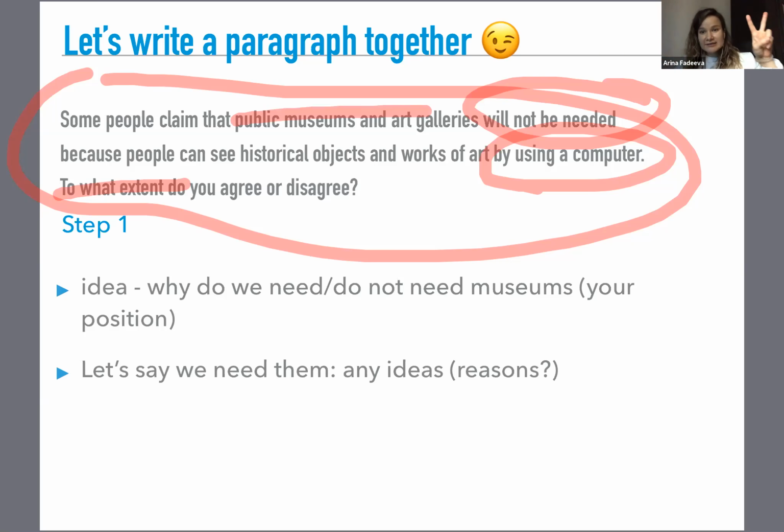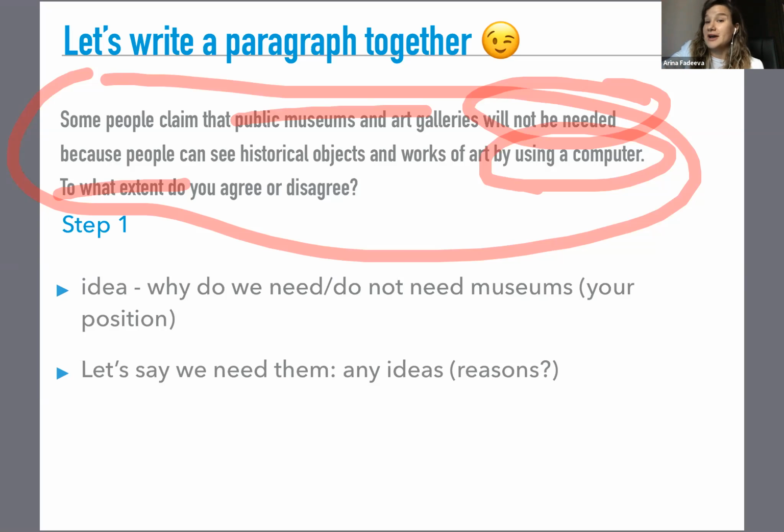All right. The second paragraph would be about computers, and you would write your position, whether you agree or disagree, and how much, whether you fully agree or partly agree that computers can replace historical objects. I mean, replace this experience of looking at historical objects and works of art. Yeah. All right. We're going to write the first paragraph right here.